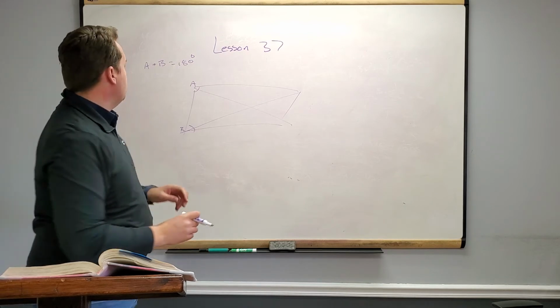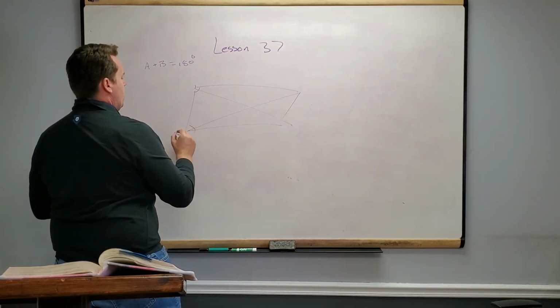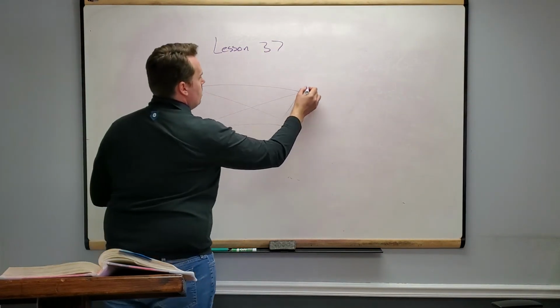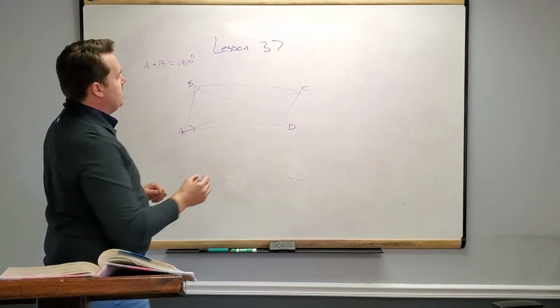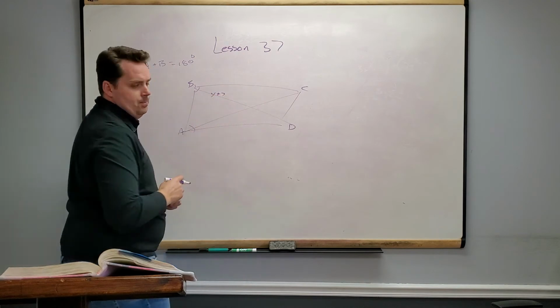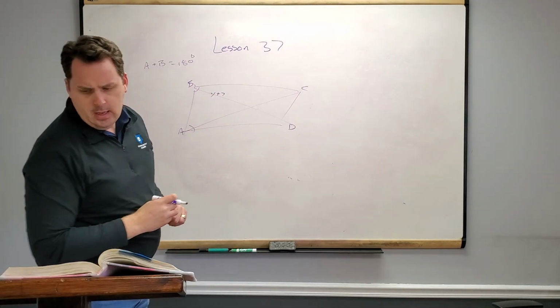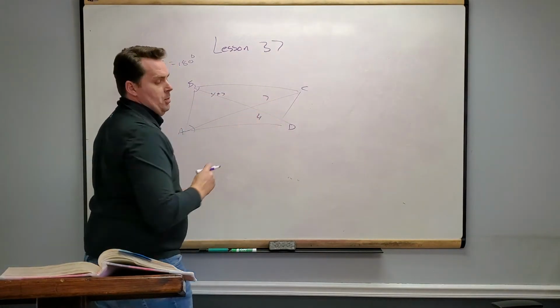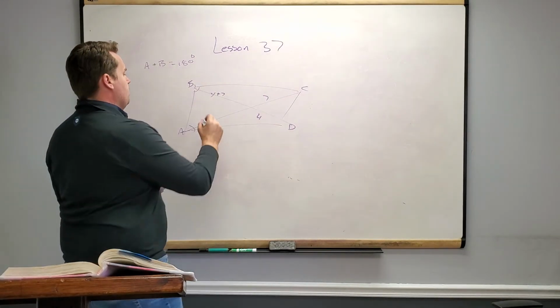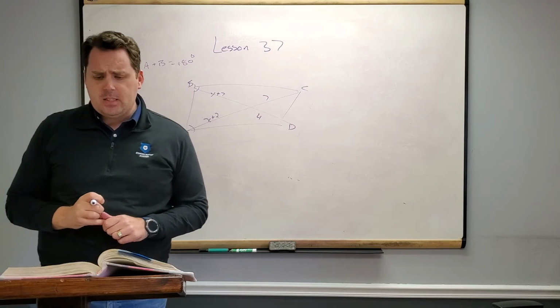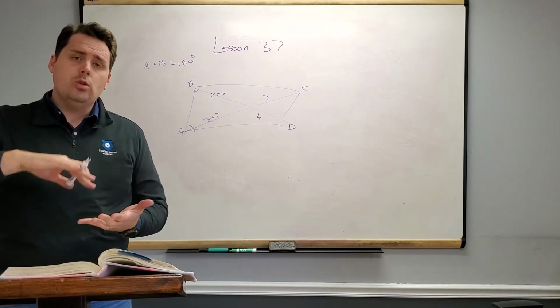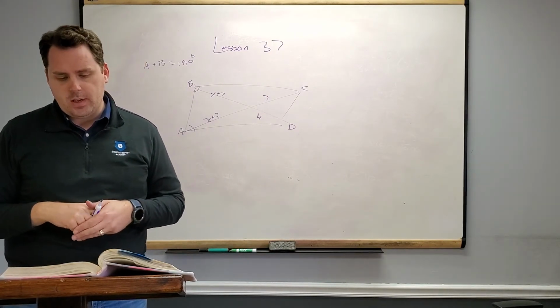A, B, C, let's change this around to match theirs. A, B, C, D. Okay? They have y plus 7 right here, and they have 4 right here, 7 up here. And they have x plus 2. Okay, A, B, C, D is a parallelogram. Ding, ding, ding. So all the rules 1 through 4 apply on page 166.